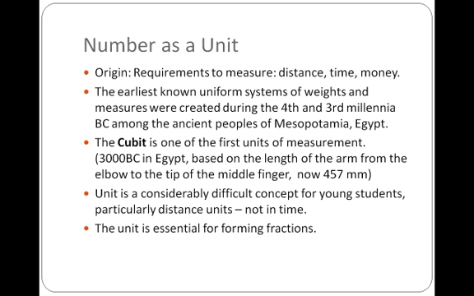Number is a unit. The origin, of course, is to measure distance, time, and money, although time and money came much after distance, I'm sure, unless we believe the Ishango bones are measuring lunar months. And this is not known either. The earliest known uniform system of weights comes from Mesopotamia, which contained Babylon and Egypt, and they were created during the 4th and 3rd millennia BC. The cubit is one of the first units of measurement.